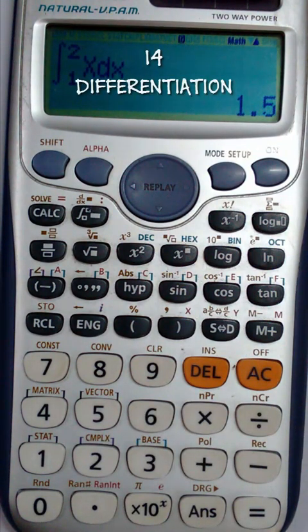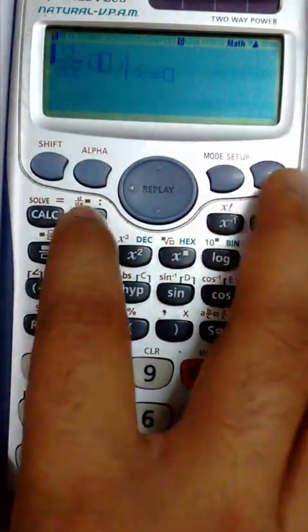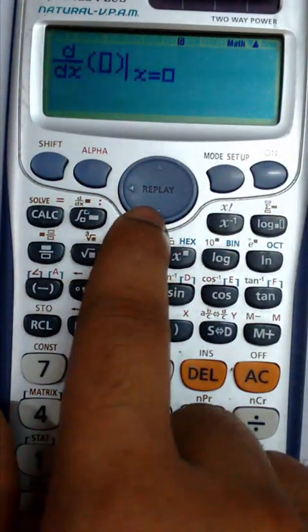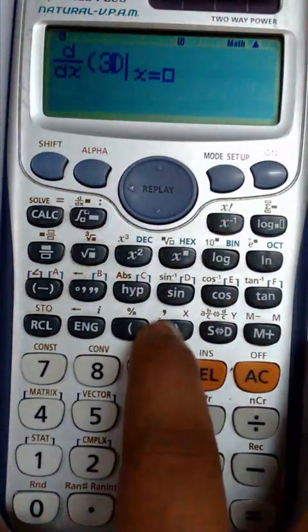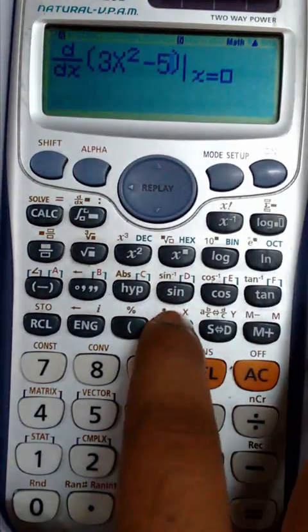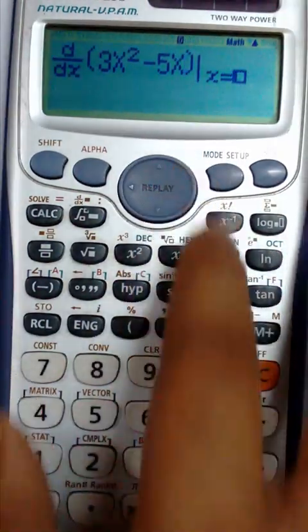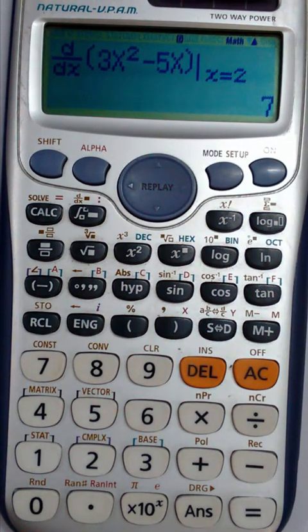The next technique is used for differential calculation. How to calculate differential on your calculator? First select this and then put your expression 3 alpha X square minus 5 alpha X and solve for value 2. You should get the result 7. In this way you can use differential calculation on your calculator.